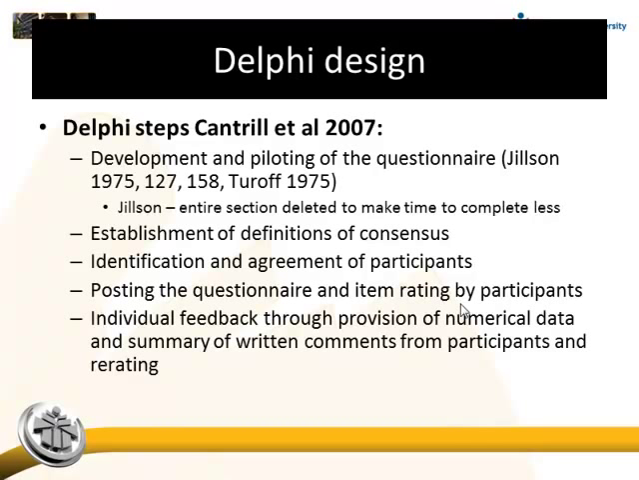You understand? So yeah, people take these things quite seriously. So piloting helps you to also determine how long it takes to complete the questionnaire. You also have to establish the definitions of consensus, and we'll talk about that a bit more in the slides that follow. You have to identify the participants, and you have to get agreement from them that they are going to take part in your study.